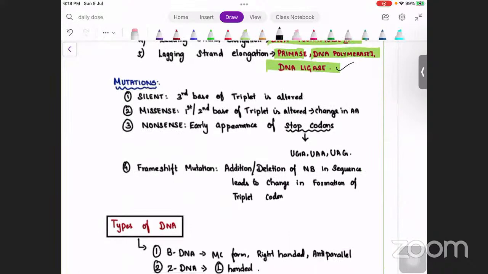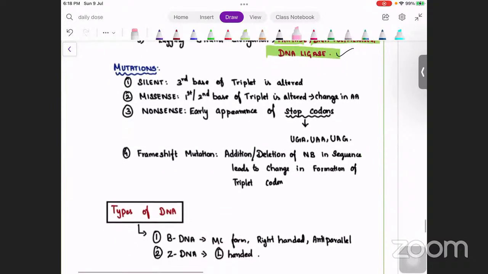Okay, next is mutation. Very, very important is the mutation. One is the silent mutation, where the third base of the triplet is altered, so there is no change in the amino acid. That's why it is called a silent mutation. A missense mutation is when the first or second base of the triplet is altered, so that there is a change in the amino acid. One classical example is sickle cell anemia, where glutamic acid is replaced by valine. Sickle cell anemia is a type of missense mutation.